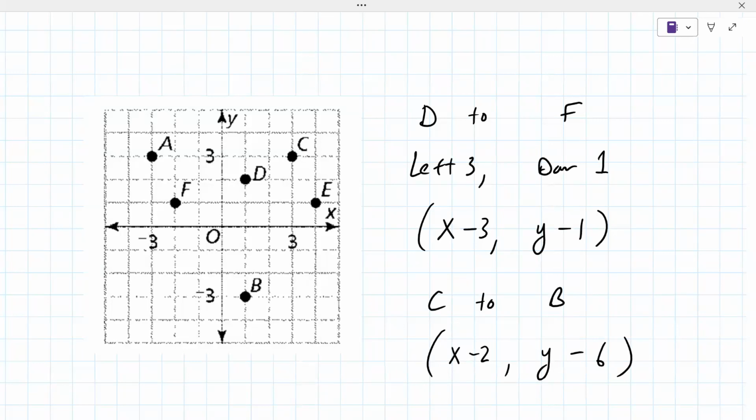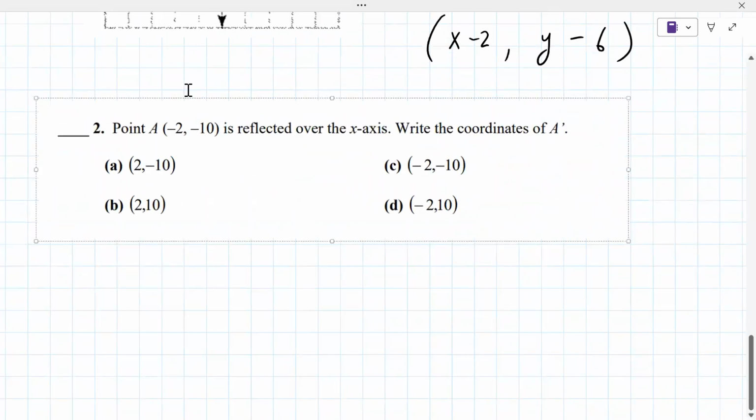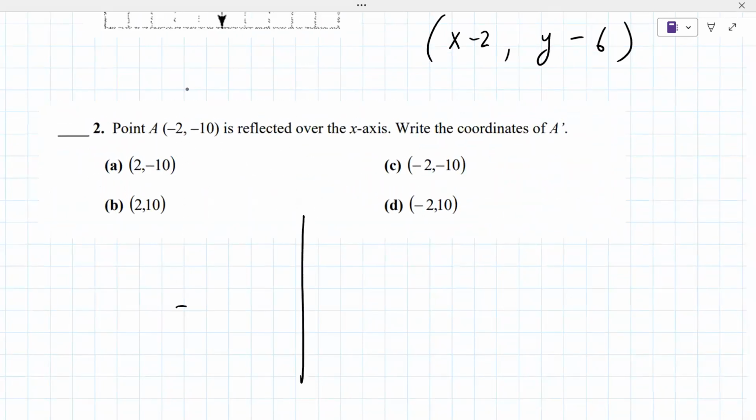All right. So let's look at another problem here, and this is a reflection now. So let's say we were going to reflect this point over the x-axis. So you could make a rough sketch. Negative 2, 10 is down here. And which is the x-axis? Is it the horizontal or is it the vertical? The horizontal. So that's the x there.